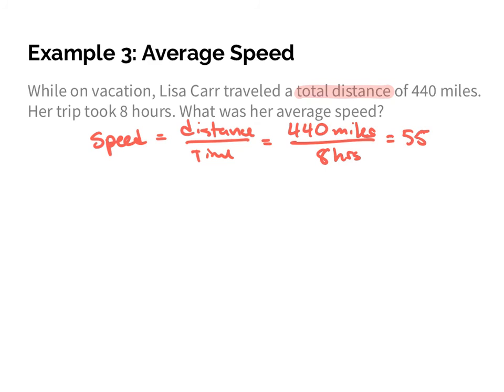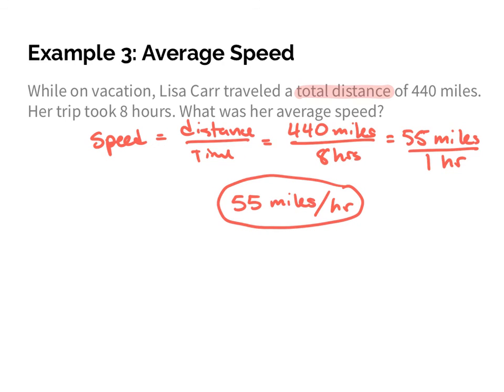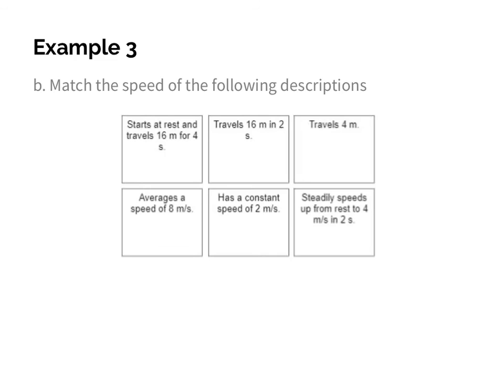Now, when I divide those out, it's technically 55 miles every 1 hour. It's like simplifying a fraction. The way we're going to write this is 55 miles per hour. Okay, and if it was meters and seconds, it'd be the same thing. We're thinking of meters per second or miles per hour. That would be the average speed.